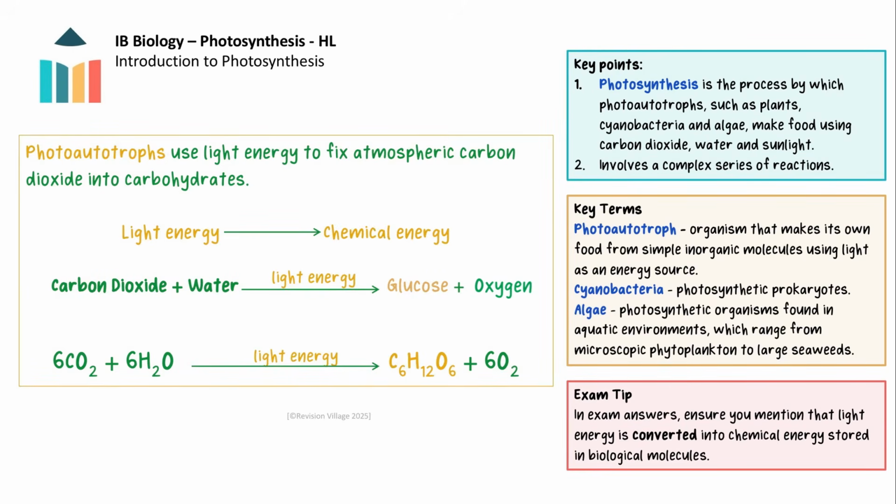Let's start by thinking about what the definition of photosynthesis is. Photosynthesis is the process by which photoautotrophs, including plants, algae and cyanobacteria, use light energy to fix atmospheric carbon dioxide into carbohydrates. So they convert light energy into chemical energy stored in the bonds of carbohydrates. This is the overall equation for photosynthesis. Photosynthesis is actually made up of a series of reactions known as the light-dependent and light-independent reactions.